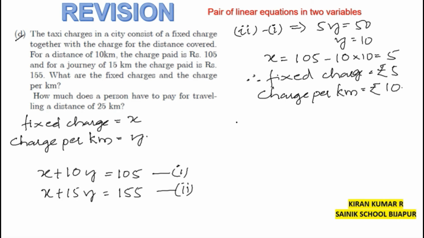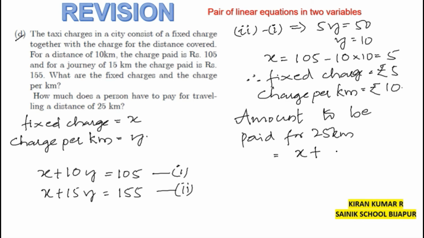Now there is another sub question. What is the amount for traveling a distance of 25 km? So let me write, amount to be paid for 25 km will be the fixed charge plus charge per kilometer 25y. Therefore 5 plus 25 multiplied by 10, the person has to pay rupees 255.